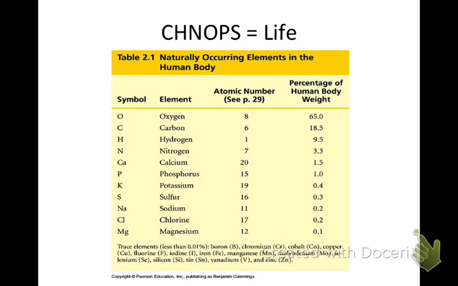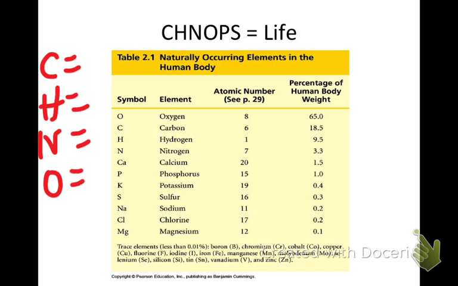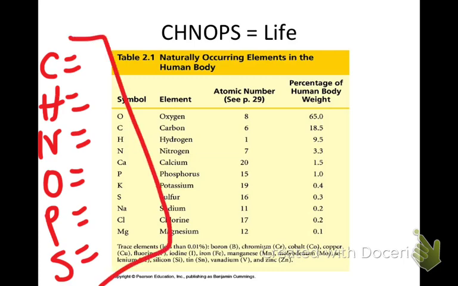Make sure you know CHNOPS. Make sure you write out beside here, somewhere on your notes, what C means, H, N, O, P, and S. Everything in biochemistry, every living thing contains all 6 of those elements. Later, whenever we talk about proteins, nucleic acids, carbohydrates, and lipids, they're all going to contain one or more of these.